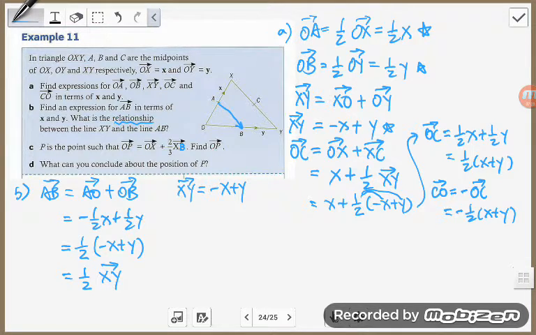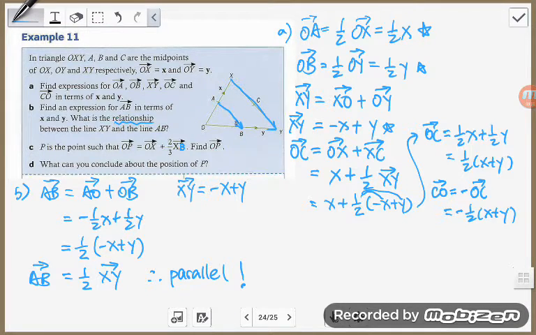And what does that mean? That means they're parallel, right? That means they're parallel. Okay? So my vector AB is equal to half of vector XY. Right? So vector XY is all the way there, and my vector AB is sort of half of that.